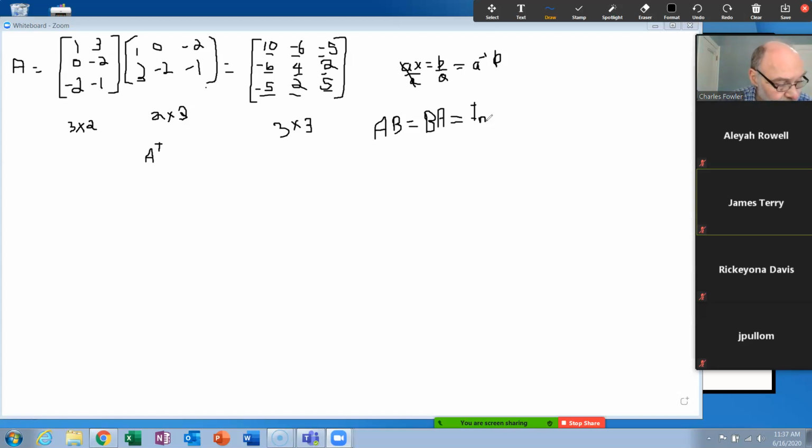Now, so this is your identity matrix of size n. Can someone tell me something about an identity matrix? Describe one for me. What does an identity matrix look like?